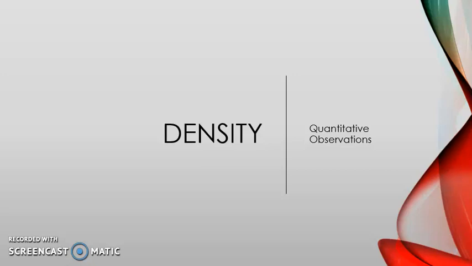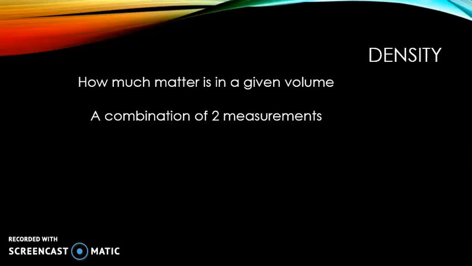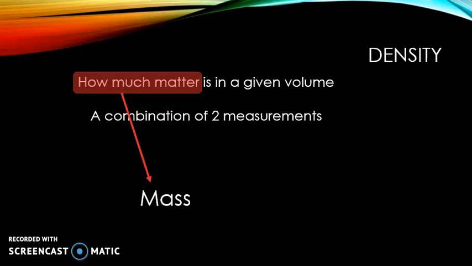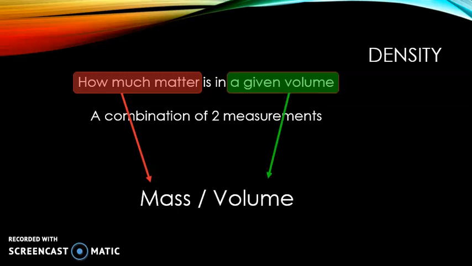One other form of measurement that we need to discuss in this chapter is density. Now, density is a little bit unusual because it's not a direct measurement. Density, we all know and love as essentially a measurement of how much matter is in a given volume. Now, that's really a combination of two different units of measurement. So the how much matter is really defined as mass, and then in a given volume is, of course, volume. So mass per volume, or mass divided by volume, is essentially what density is.